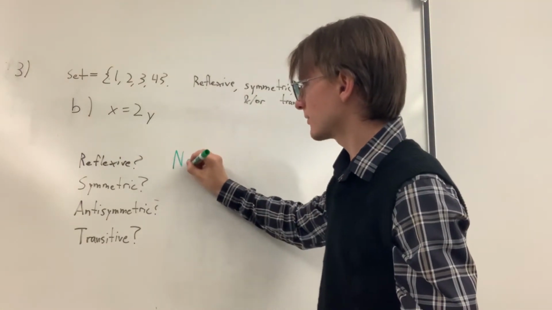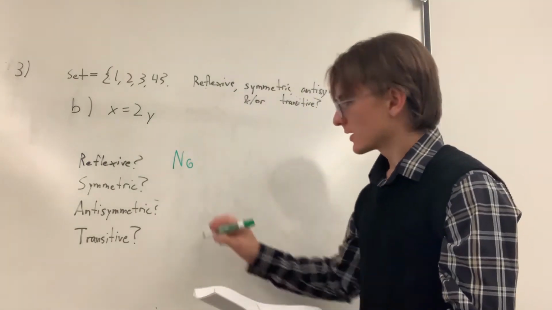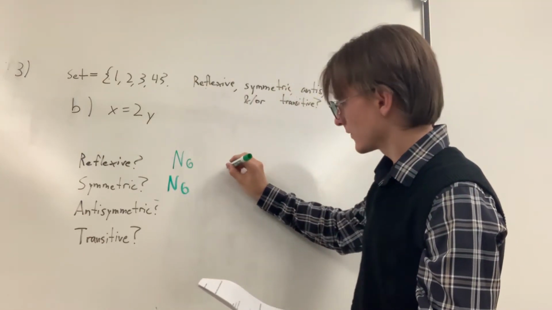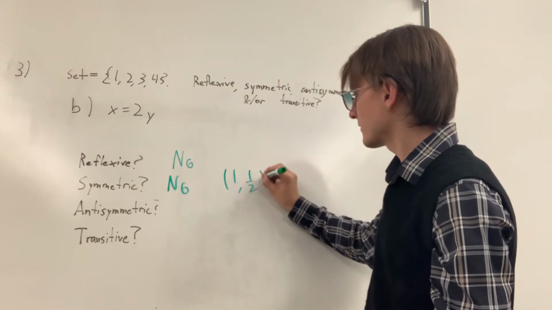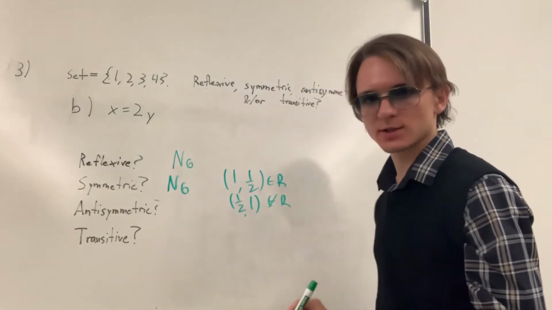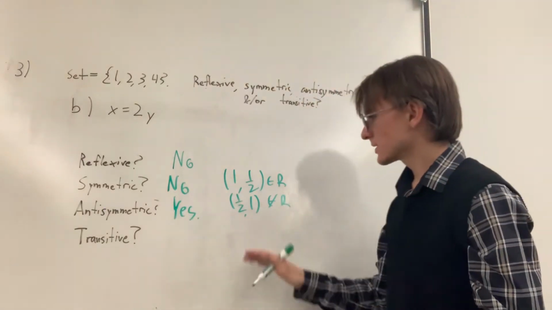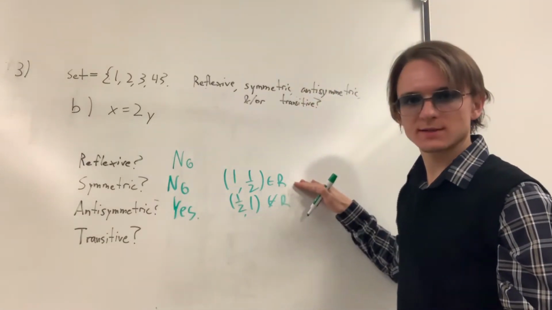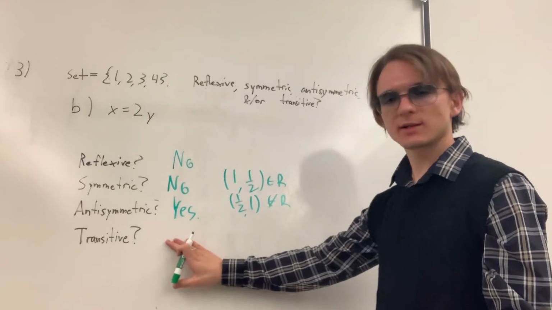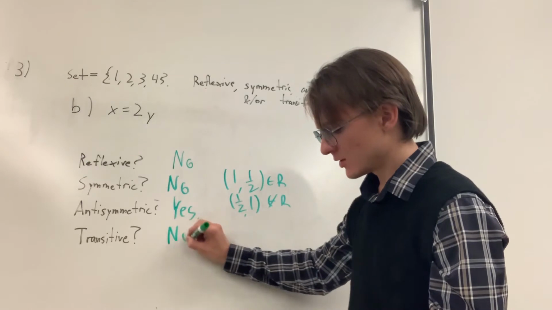X is equal to 2y. It is not reflexive. Plug in anything like 1, 1 and you'll see. Is it symmetric? Well, no as well. For example, 1, 1/2 is in the relationship, but 1/2, 1 is not in the relationship. Is it anti-symmetric? Well, yes as well. Any case of where the two sides of the pair don't match, the opposing side will not be in the relationship. So plug in any value for anti-symmetry and you'll see it is anti-symmetric.